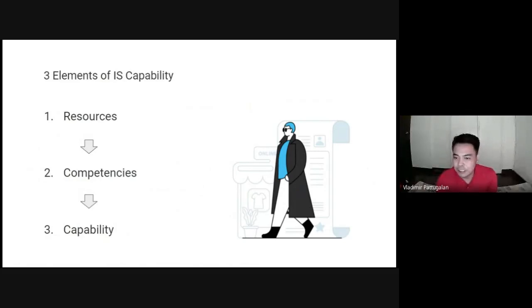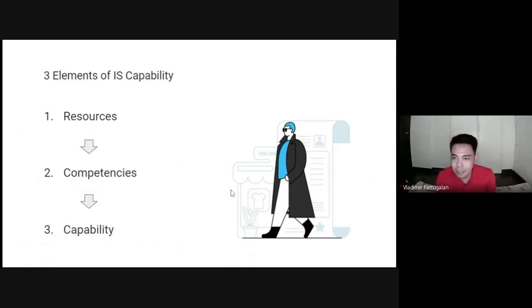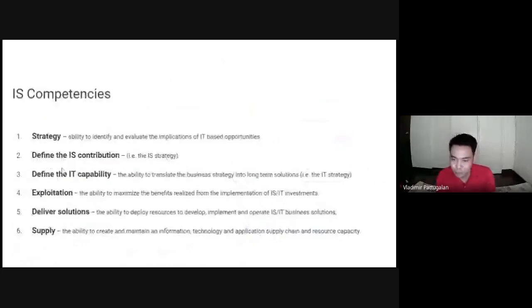And for the third is the capability. Capability is the ability of the firm to use its competencies to meet the overall goal and the strategic goal of the company. So those are how the flow goes. That is how the flow goes when managing IS governance.